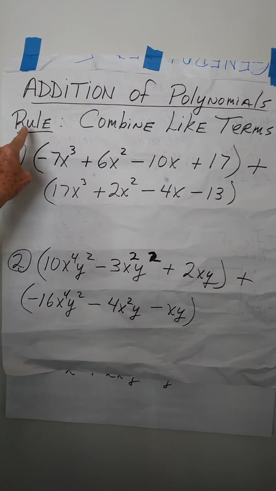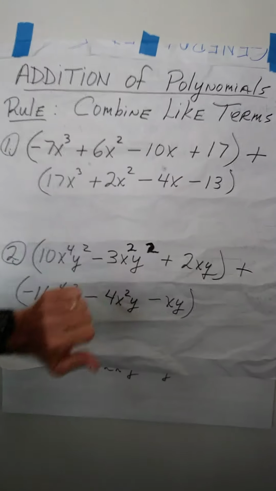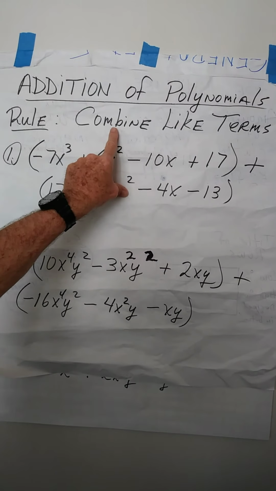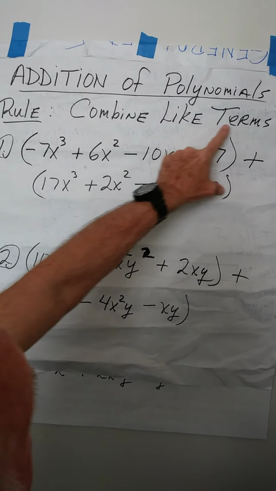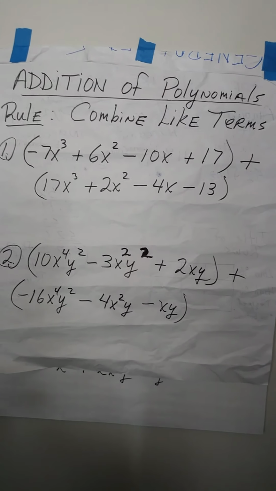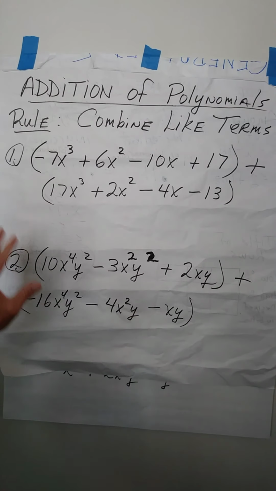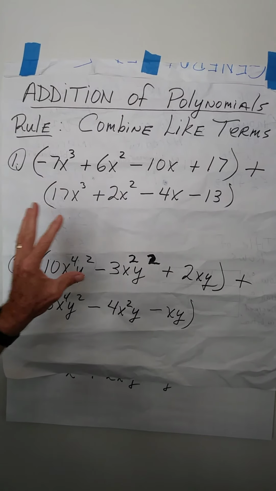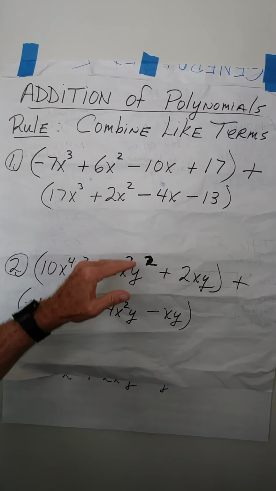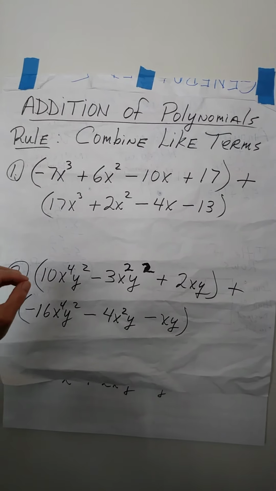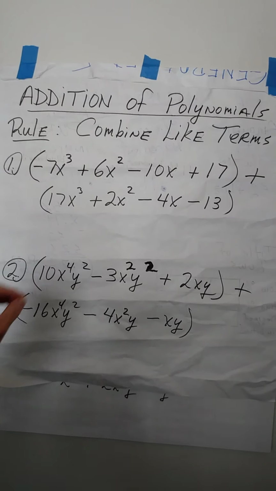Rule. When we are adding polynomials together, you simply combine like terms. You don't do anything with exponents. You simply combine like terms. And when we combine like terms, we add coefficients only.